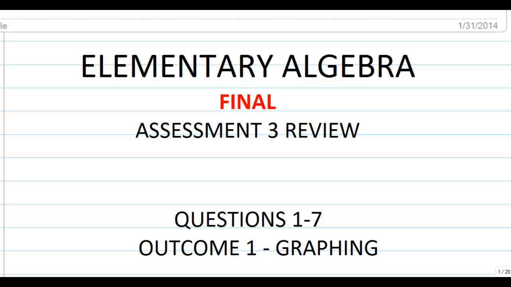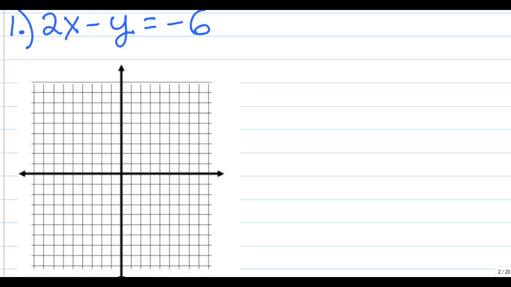Elementary Algebra, Final Assessment 3, Review, Questions 1 through 7, Outcome 1, Graphing. Graph the equation. In question 1, we're given 2x minus y equals -6.